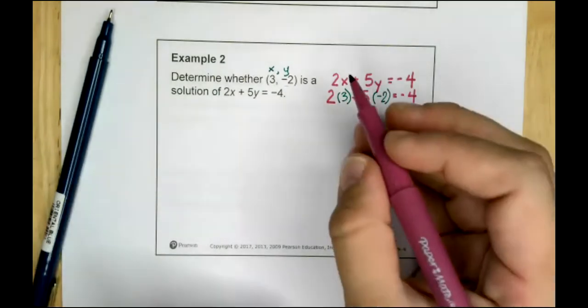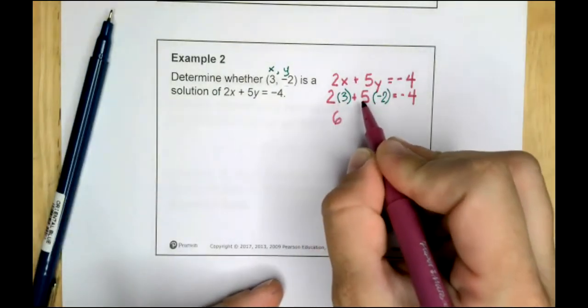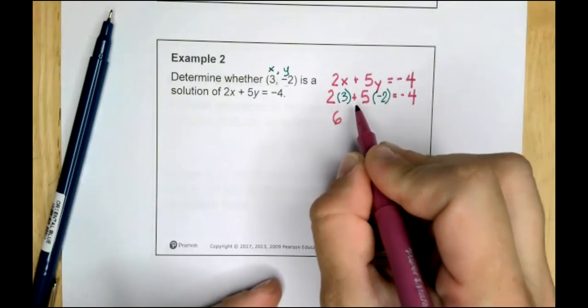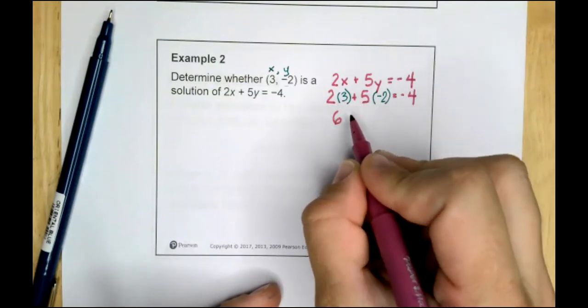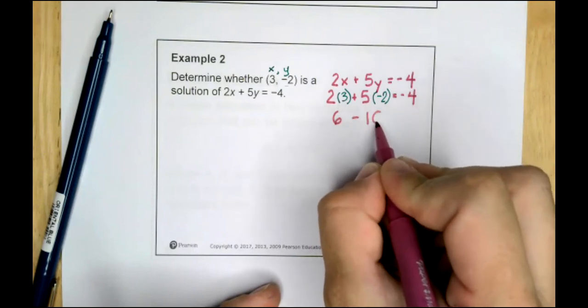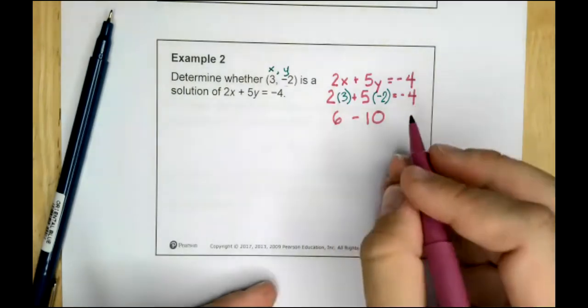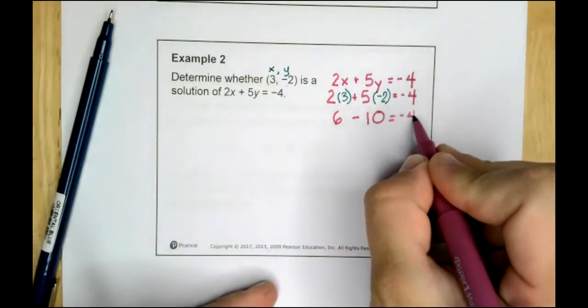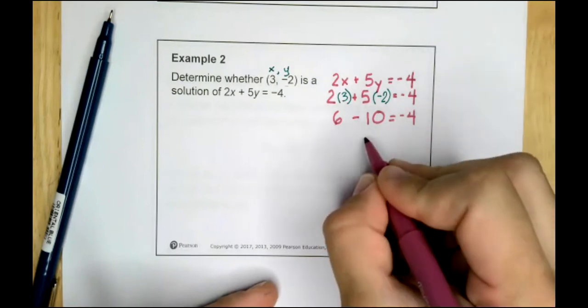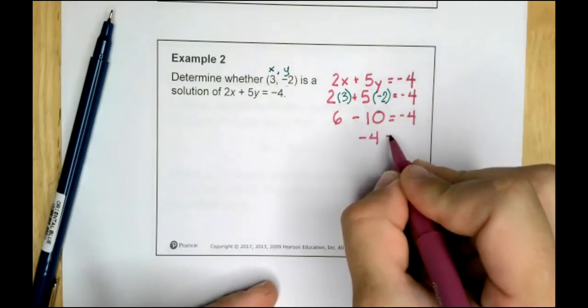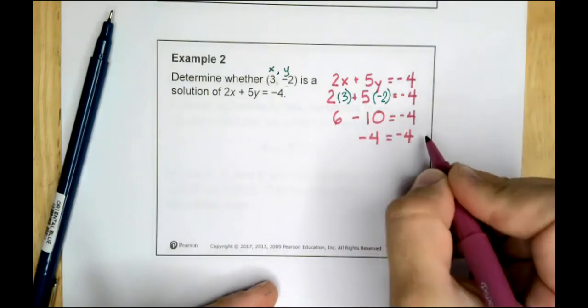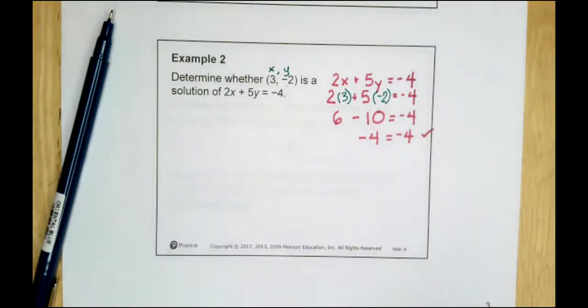So we know 2 times 3 is 6. 5 times -2 is -10. So I'm going to change this from +5 to -10 because it's a -10. Plus a -10 can also be written as minus 10. 6 minus 10 is -4. -4 is -4. Yay. So we determined that this point is a solution of 2x plus 5y equals -4.